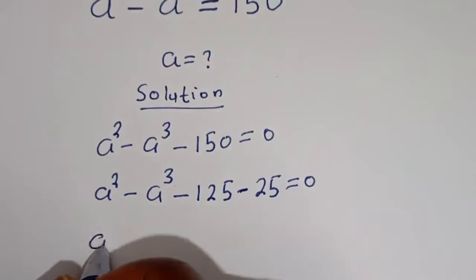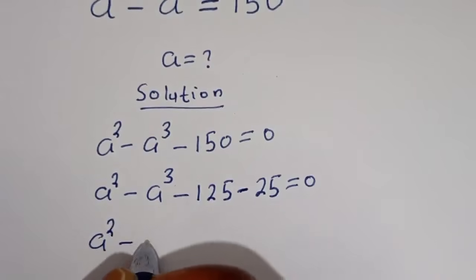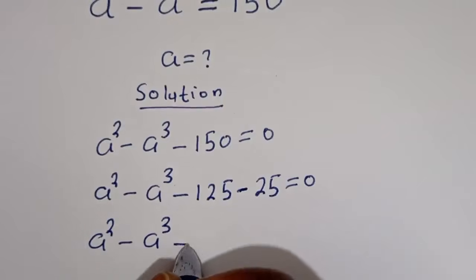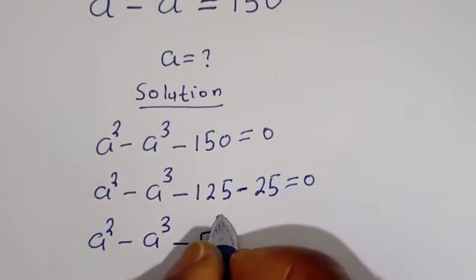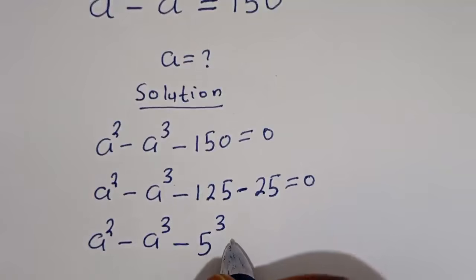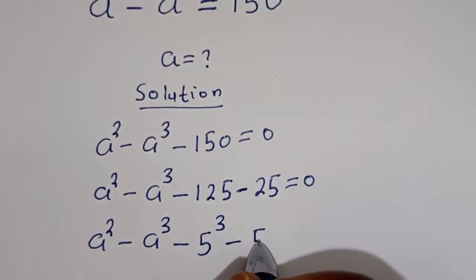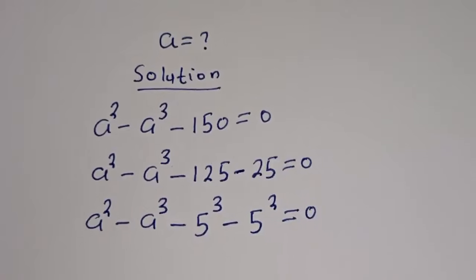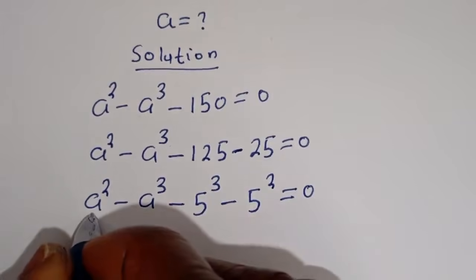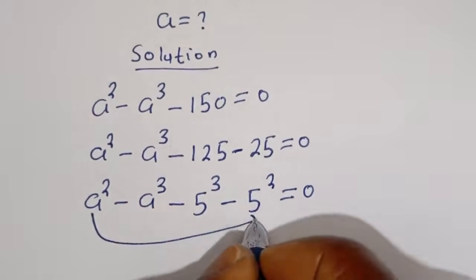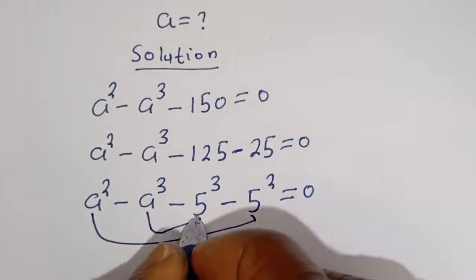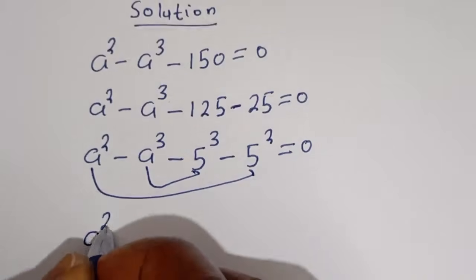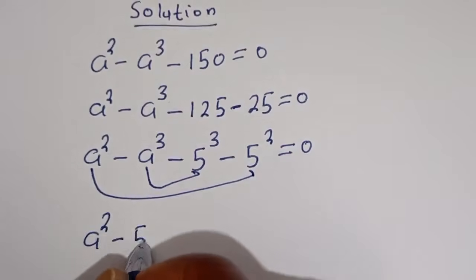Then we have a squared minus a to the power of 3. Minus 125 can be written as minus 5 to the power of 3, and minus 25 can be written as minus 5 squared, is equal to 0. Now we can pair this with this, and let's pair this with this. We have a squared minus 5 squared.